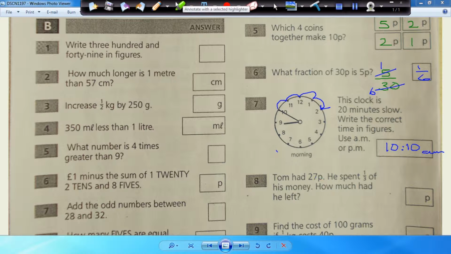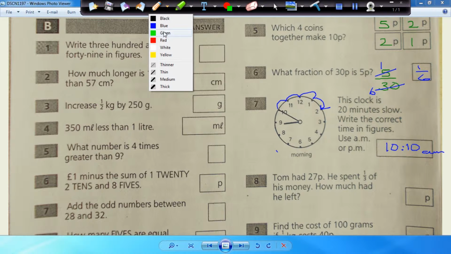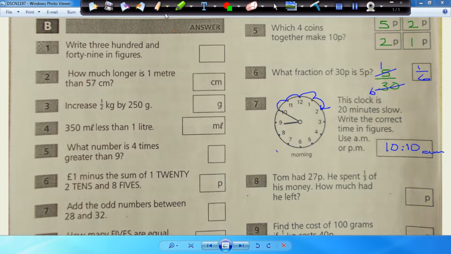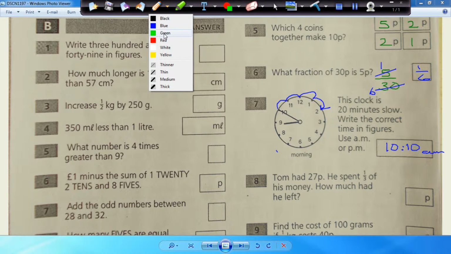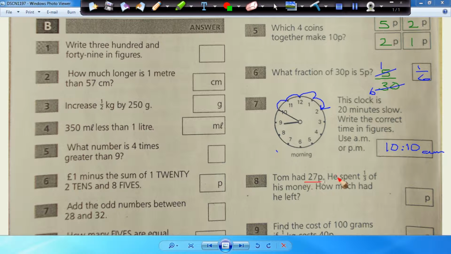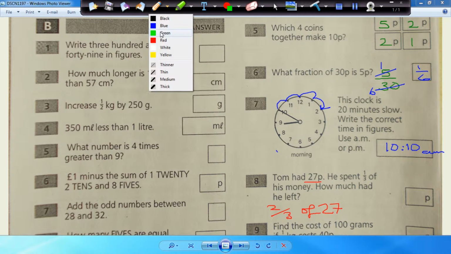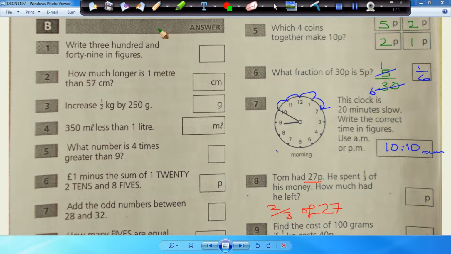Okay, Tom. So Tom had 27p, he spent 1/3 of his money. How much had he left? If you spend 1/3, how many thirds do you have left? 2/3. So what do you have to work out? You have to work out 2/3 of 27. That's what you have to do. Now, I need somebody to give me the method. How do we work out 2/3 of 27? What is the technique?